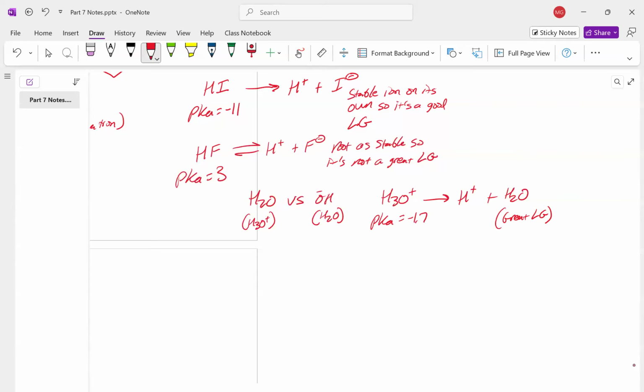Now let's compare that. We know water is a good leaving group. What about hydroxide? Well, where does hydroxide come from? That comes from the deprotonation of water. And the pKa of water, if you remember from general chemistry, is 15.7. That's not a strong acid at all. So hydroxide is a poor leaving group.